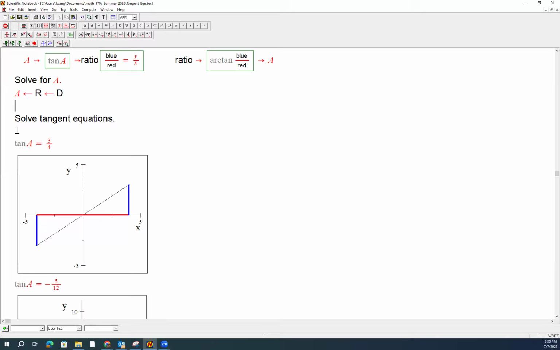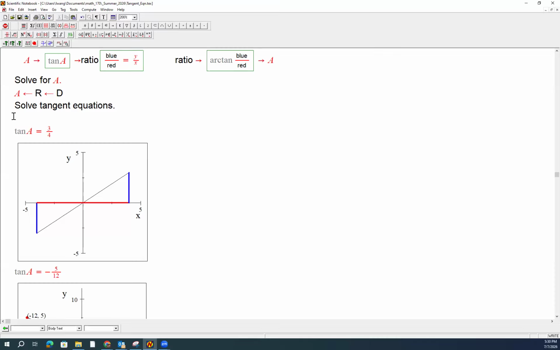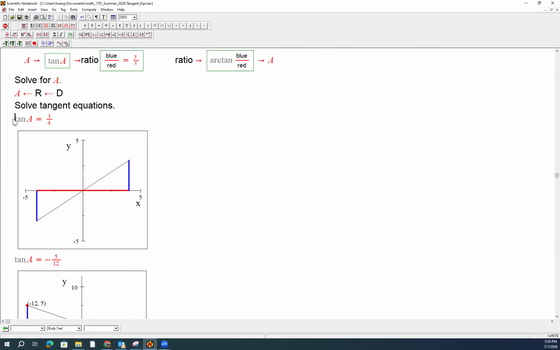We're going to take the example of solving a tangent equation. In this tangent equation, I have the equation given. They will say solve for A or solve for x. And the ratio we're given is 3 over 4, in the form of blue over red, or arctan of y over x. So we are basically given y over x.